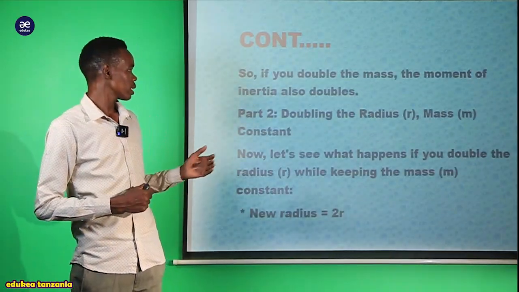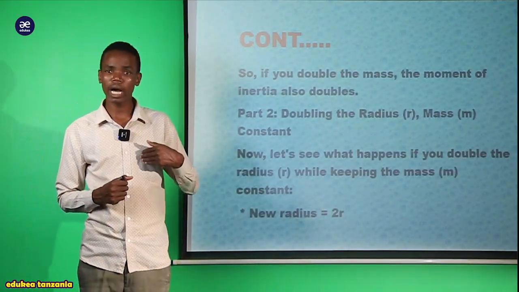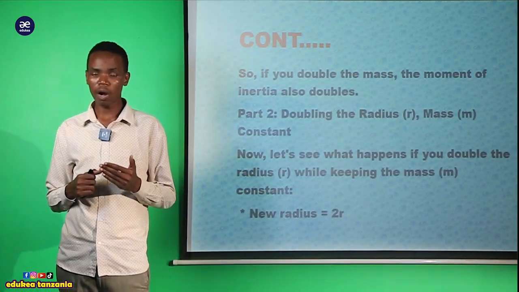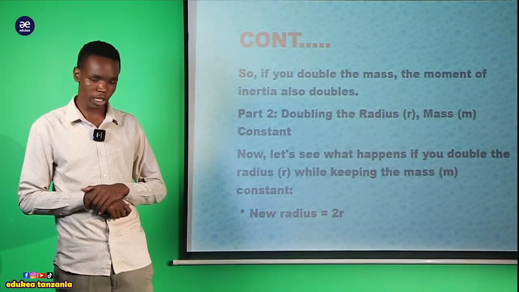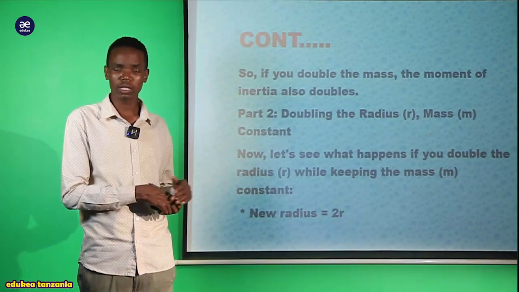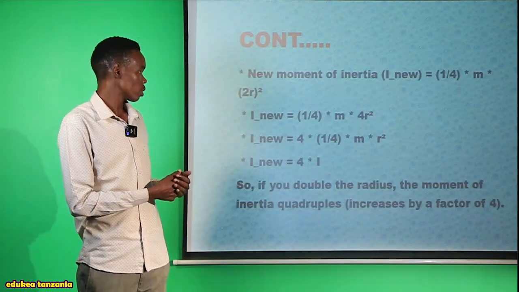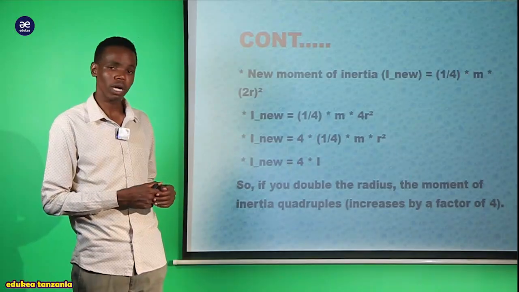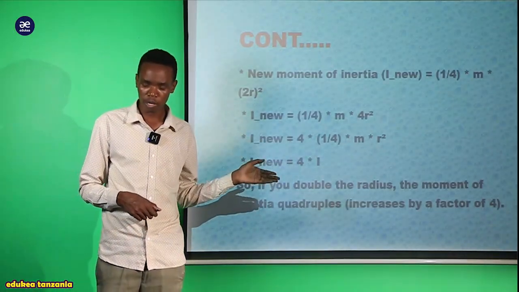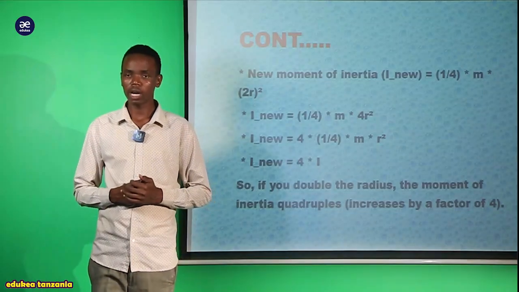So also let us see when we double the radius and the mass remains constant, how we get the moment of inertia. If the new radius equals 2 times the original one, the moment of inertia using the formula must be equal to 4 times the original one. So this is how we can answer our question here.